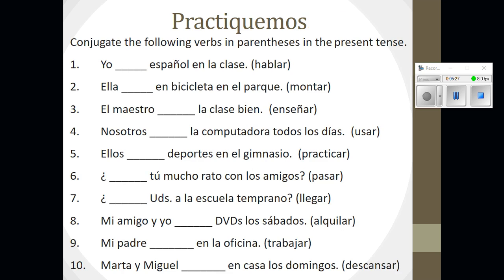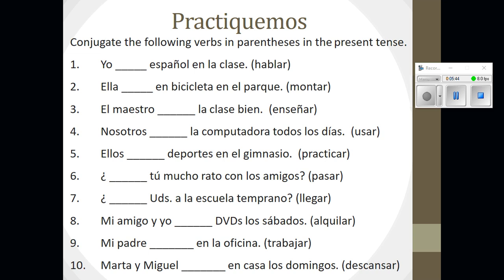Okay, practiquemos. Let's practice. It asks us to conjugate the following verbs in parentheses in the present tense. So notice that for each one of these, we have a different AR verb. So we want to make sure we're using that verb and that we're following the steps to conjugate that verb according to the subject given. So let's do the first one together.